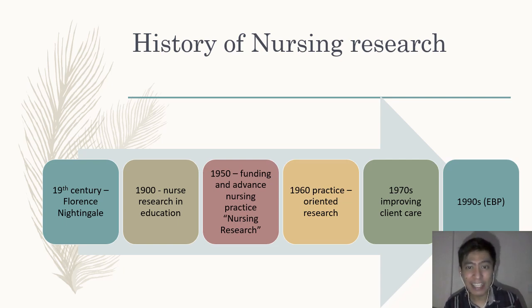In the 1960s, there's practice-oriented research. Practice-oriented research is more on the experimental research. If we place the patient in a phototherapy, is there a decrease in bilirubin or are there no changes? 1970s, improving client care. Now research is not only dealing with improving the practice, but now it's centered on the safety and quality of client care. And 1990s, the birth of evidence-based practice.